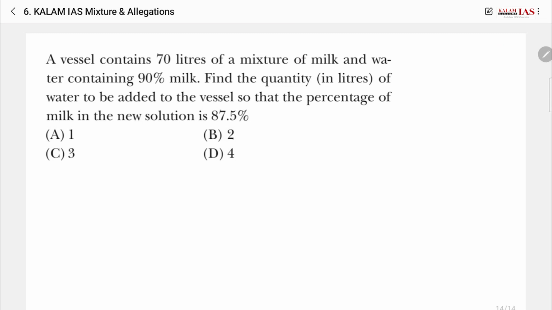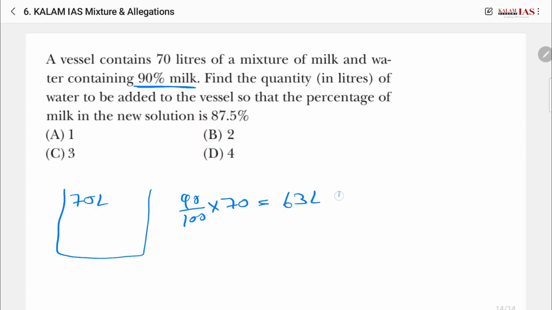In this question, it is said a vessel contains 70 liters of a mixture of milk and water. 70 liters is the entire mixture, containing 90% milk. So 90% of the 70 liter mixture, that is 63 liters, is milk. Find the quantity of water to be added to the vessel. So 63 liters is milk, so 7 liters is water, because total is 70 liters.